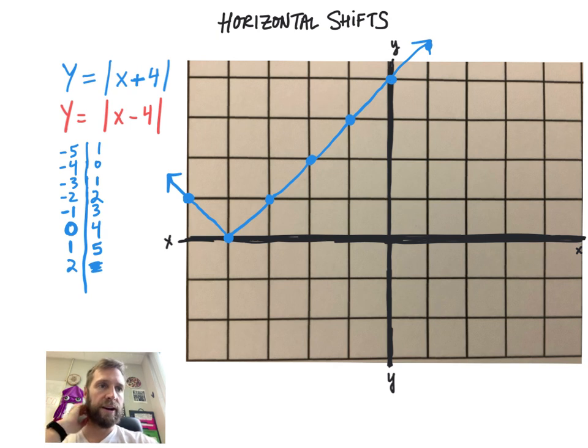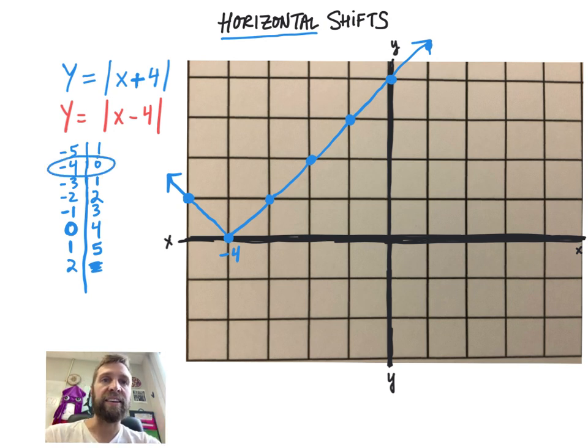Cool, so how did this shift? We're doing horizontal shifts. Notice it's an x plus 4. You may have thought that it was going to move 4 in the x direction. It actually went negative 4 in the x direction. So interesting. Let's think about when we plugged in negative 4, that led us to 0, and that ended up being the vertex point of our absolute value.